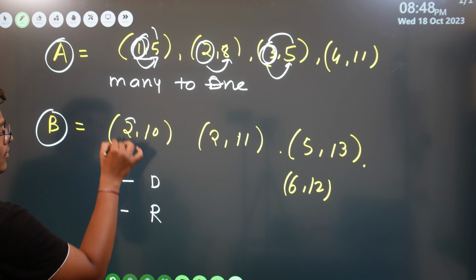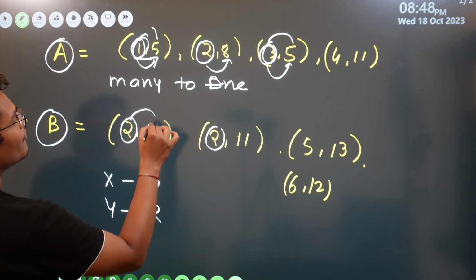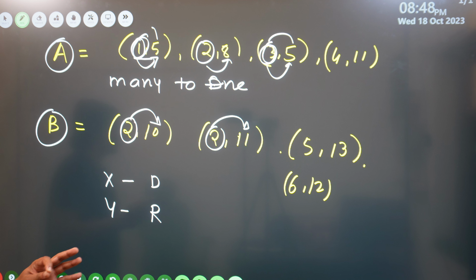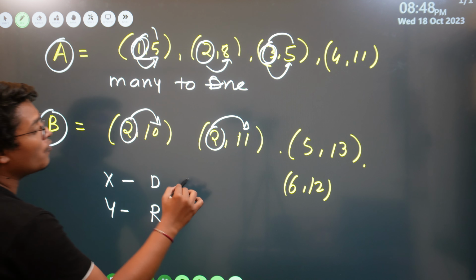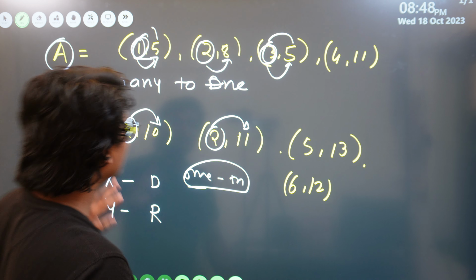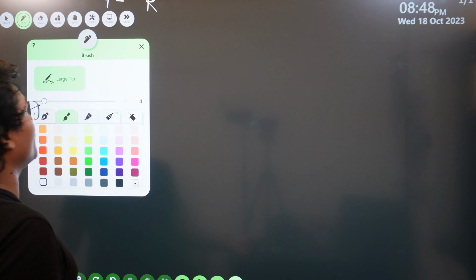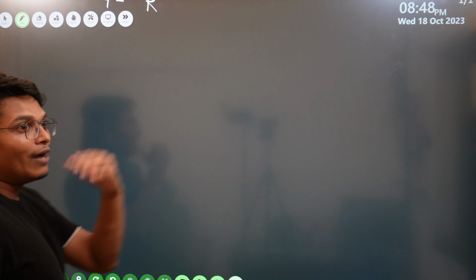In this, the same input is having two different outputs. Yes or no? So this is becoming one to many. This is a relation but not a function. Is my point clear? Any doubts? No. Okay. Now see. Now you guys were getting confused between what is y, f of x, h of x, f of g of x, right?